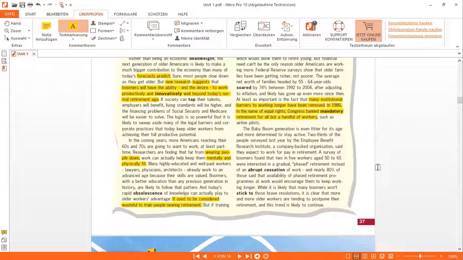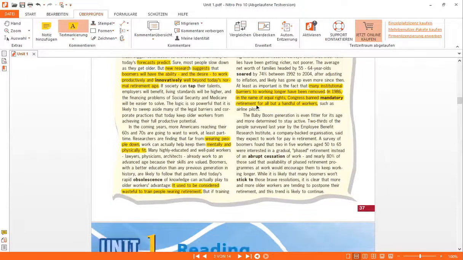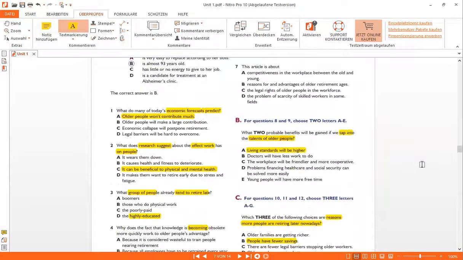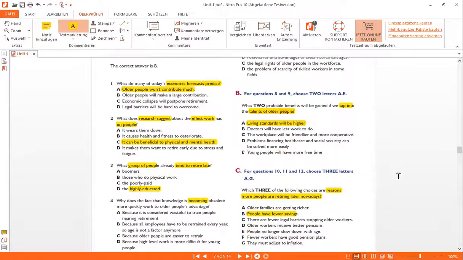I talk about 3 different levels of difficulties. This is the most difficult level where you will have to interpret part of the text because you won't see your keywords exactly as they are in the question. But by interpretation, you can arrive at that. Going back to our question, we did read that it can be beneficial to physical and mental health, all right? Can be beneficial to physical and mental health.